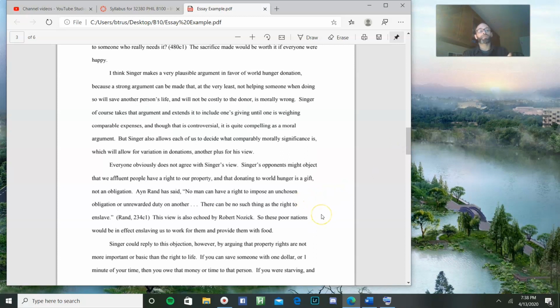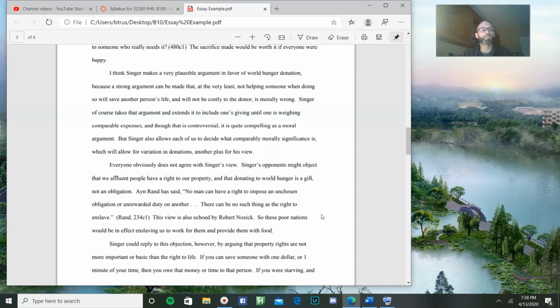So everyone obviously does not agree with Singer's view. In this paper, you'll actually be producing either your own stance on the issue, or you'll be talking about a target argument, somebody else's argument, their stance on the technology, and evaluating their argument. In this paper, they're evaluating someone else's argument, but you could just as easily apply a paragraph like this to your own argument.